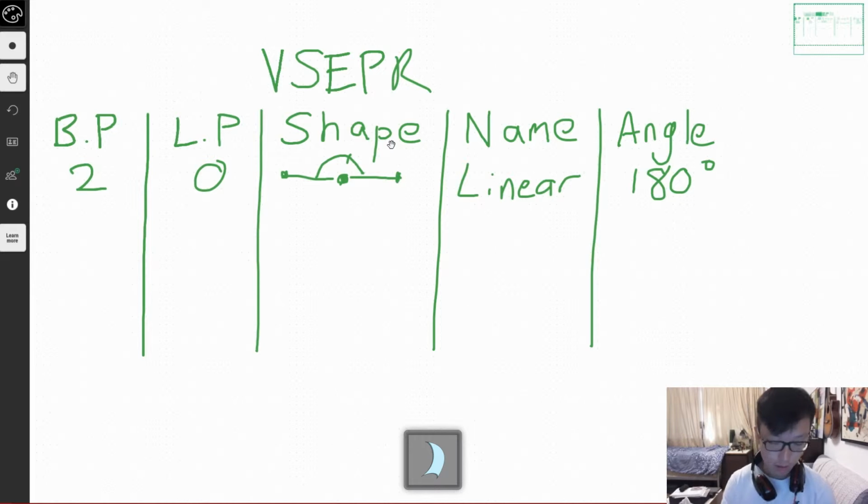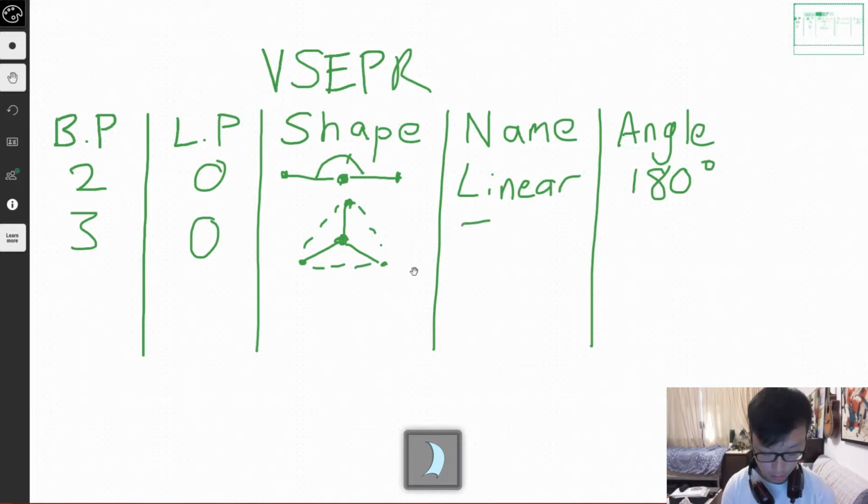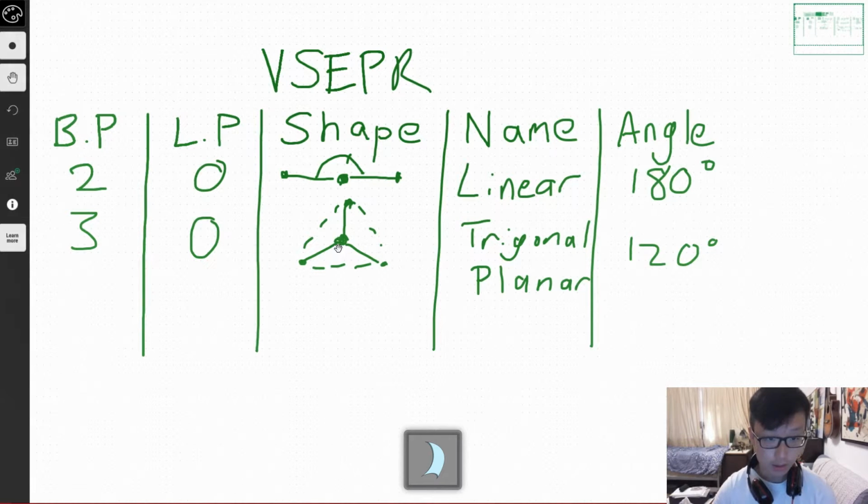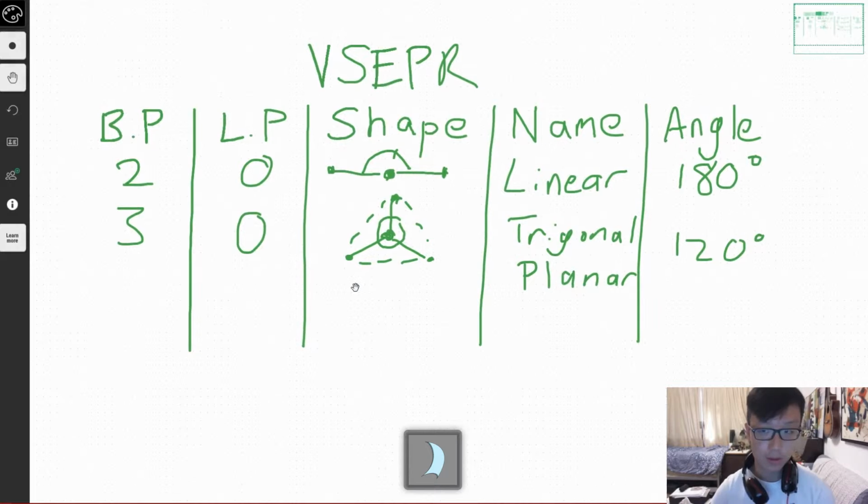So onto some more complicated shapes with 3 bonding pairs and 0 lone pairs. The resultant shape is something like this. And it's named accordingly as Trigonal Planar, named after its shape like a triangle, trigonal. And also all of the bonding pairs are on the same plane. So that's why it's called planar. And the angle of this is 120 degrees. You can tell if we draw a little circle around all the bonding pairs and divide it by 3, that's a circle divided by 3. So 360 divided by 3 is 120.